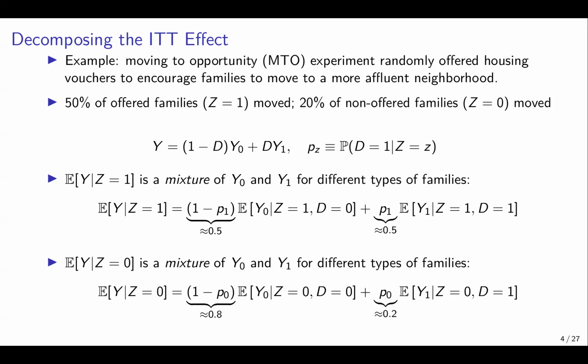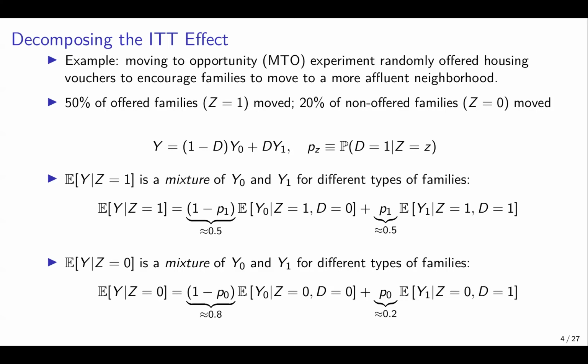And here, in this moving to opportunity example, we know that that's 20%. So P0 is 0.2. All right, now let's think about the observed mean, the observed conditional mean of Y, given that Z is 1. Well, if you think about it for a moment, and you look at our expression for Y in terms of the potential outcomes Y0 and Y1, you'll see that this expectation of Y, given that Z is 1, is actually a mixture of Y0 and Y1 for some different types of families.